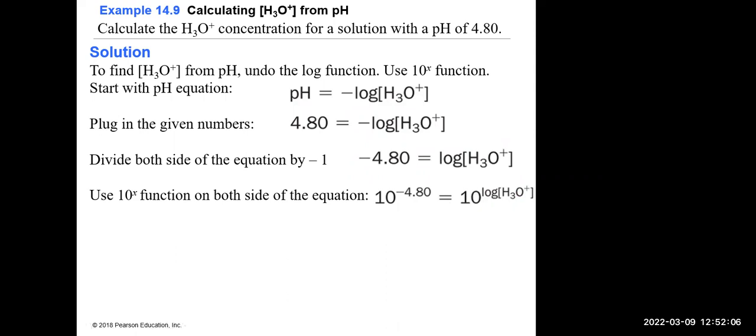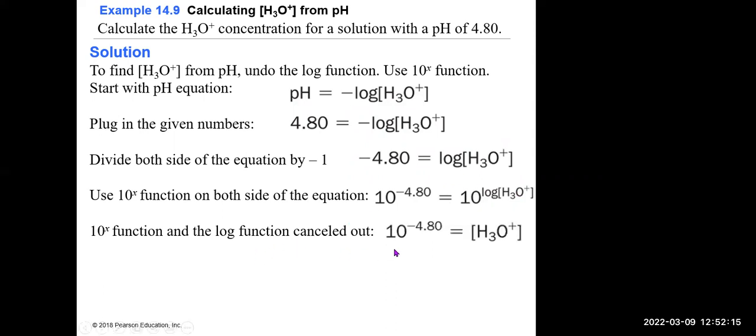So you divide by something, then you multiply by something, so they are inverses of each other. Okay, so that cancels out. Therefore, we still have this side, 10 to the negative 4.8. Then the 10 and log cancel out, which means they don't do anything. So you are left with H3O+.